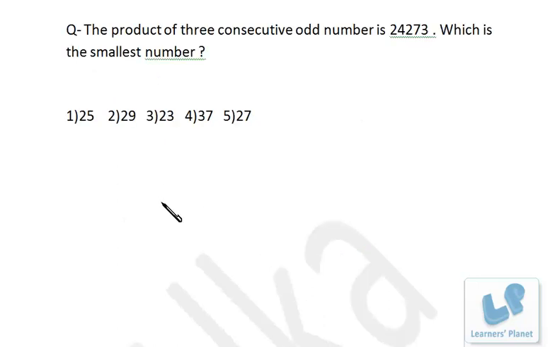Now let's see this problem. The product of 3 consecutive odd numbers is this, which is the smallest number. Now among options, the smallest number is given to us, right? Now if 25 is the smallest number, the other two numbers must be 27 and 29. Now the product of these three should be ending in 5, because any odd number, if it is multiplied by 5, the unit digit produced will be 5. So this cannot be the correct choice. Similarly, 23, 25, 27, this cannot be the correct choice.